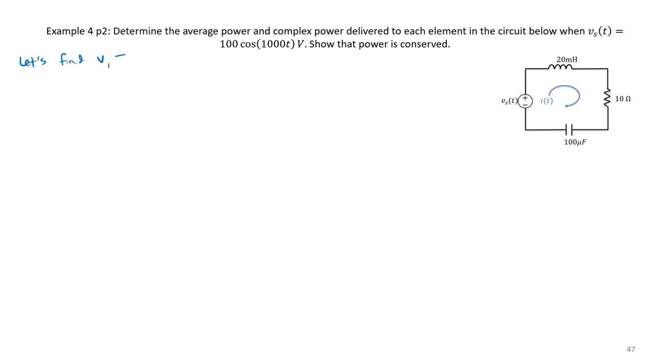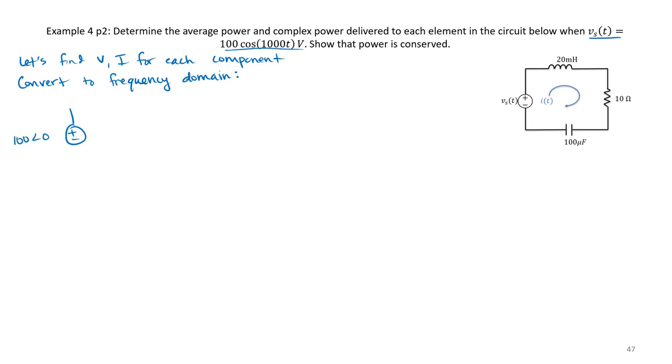Let's go ahead and find V and I for each component. Well, to do that, I first need to convert to frequency domain. Let's see what we get. We're given our source voltage is just 100 angle 0 degrees volts. And then we can find the impedance of each component in our circuit. So notice our omega here is 1,000 radians per second. So we know the impedance of our resistors is going to be 10 ohms, because that's frequency independent.